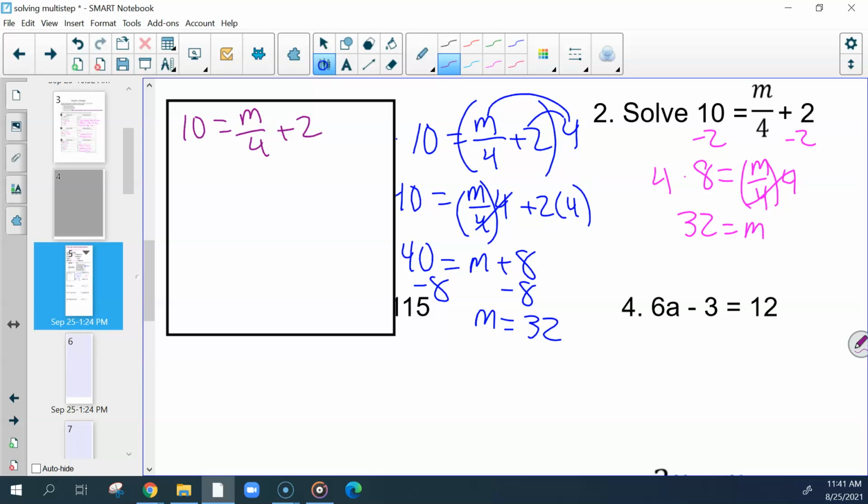So now I'm going back and I'm checking, does my answer work? Will I get a true statement? So I'm going to put 32 back in for m and see, does that work? 32 divided by 4 is what?